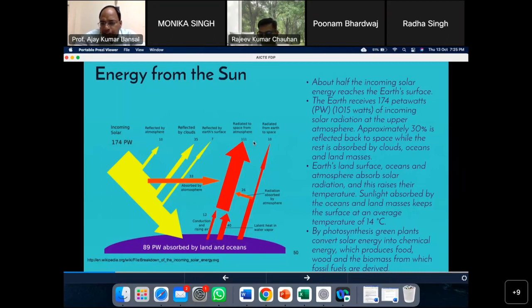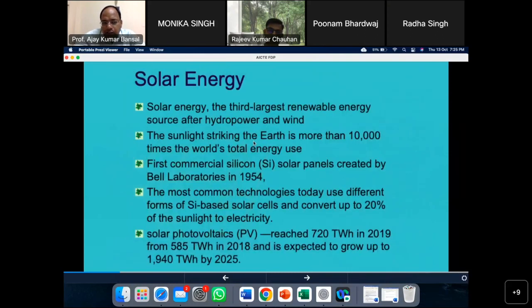Approximately 30% is reflected back to space, while the rest is absorbed by the clouds, oceans, and land masses. By photosynthesis, green plants will convert the solar energy.